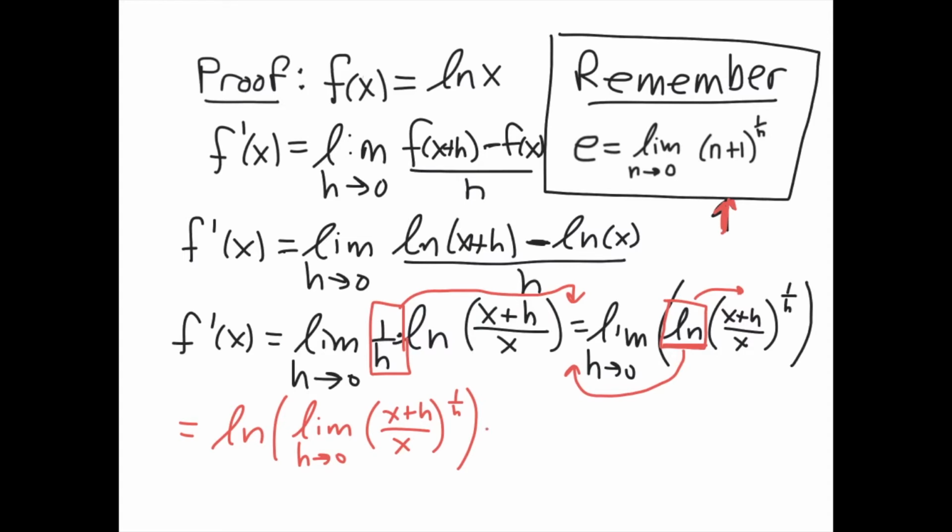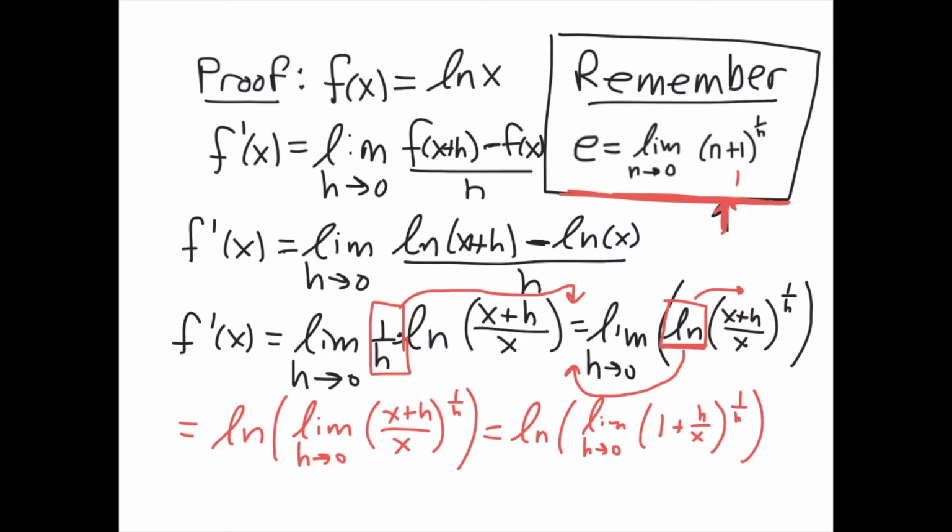So next, I'll have to rewrite a little bit: ln of the limit as h approaches 0. I'm just going to rewrite the inside here. Instead of x plus h over x, I'd like to change that to x over x, so 1 plus h over x. And now you should really start seeing the similarities between what we have up here in our remember box, our definition of e, and what we have down here on the bottom.